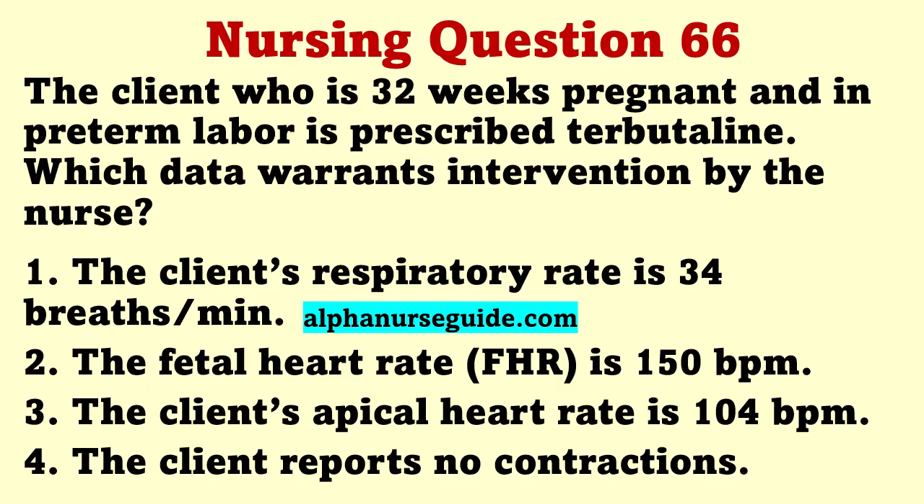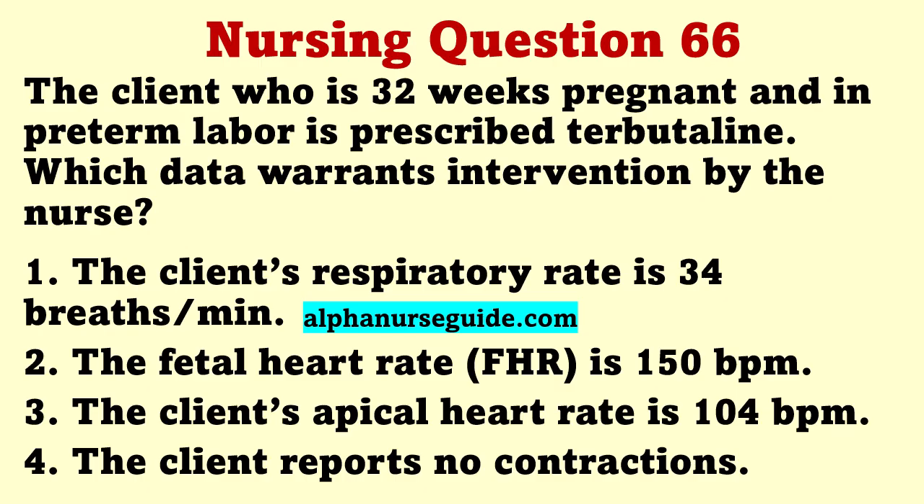The correct answer is 1. The client's respiratory rate is 34 breaths per minute. Terbutaline, a beta-adrenergic agonist, causes bronchodilation, and if the client's respiratory rate is abnormally high, or if there is a change in quality of lung sounds such as wheezing, rales, or coughing, the HCP should be notified.